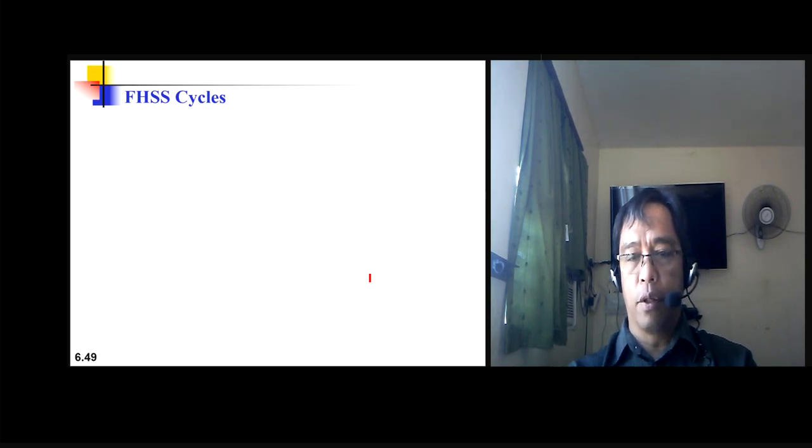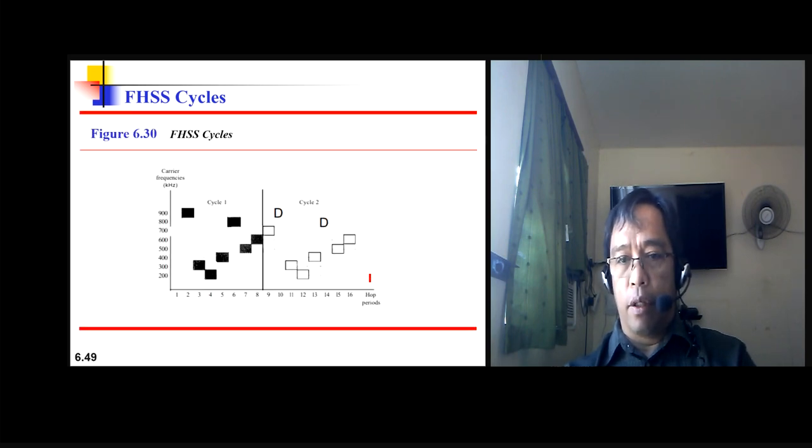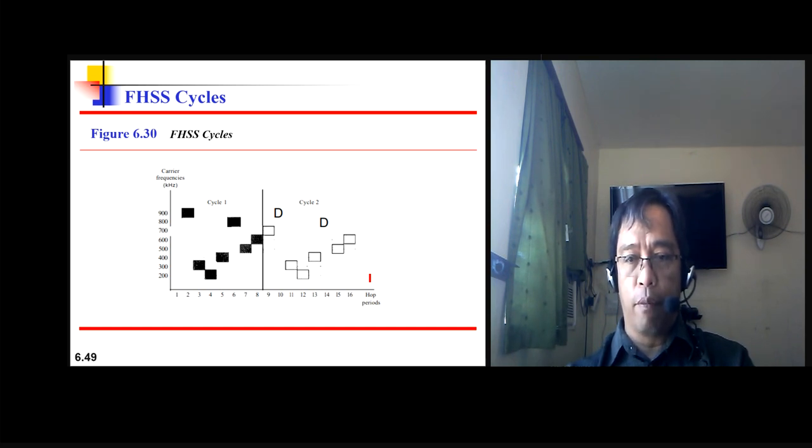FHSS cycles. Figure 6.30 shows the signal hops around from carrier to carrier, assuming that the required bandwidth of the original signal is 100 kHz. If the intruder tries to intercept the transmitted signal, they can only access a small piece of data because they do not know the spreading sequence to quickly adapt to the next hop.